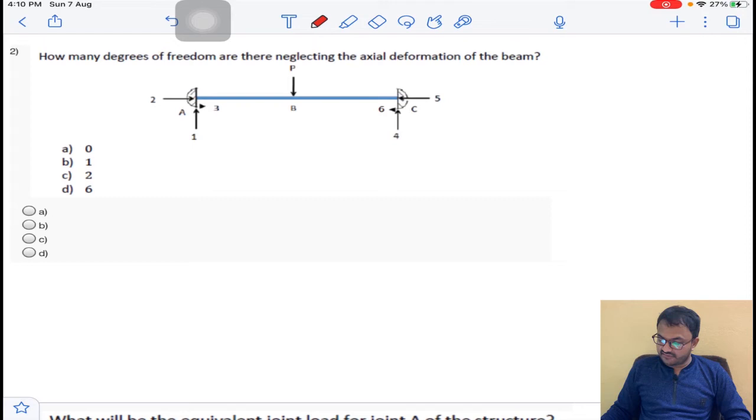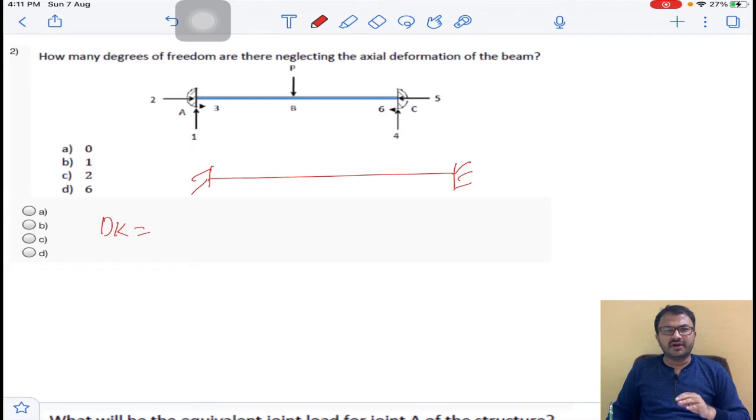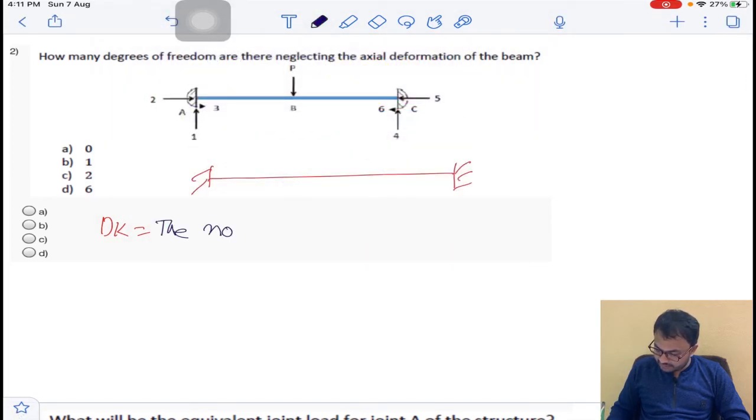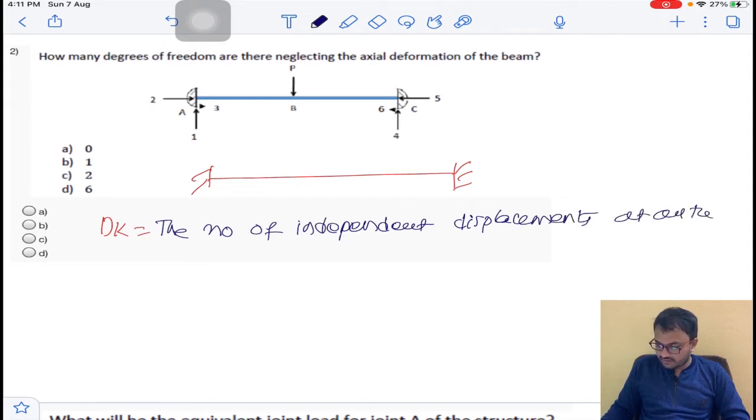Next question: how many degrees of freedom are there, neglecting the axial deformation of the beam? Obviously the given beam is a fixed beam. We know degrees of freedom and degrees of kinematic indeterminacy are one and the same. It is the number of independent displacements at all the joints in the given structure.